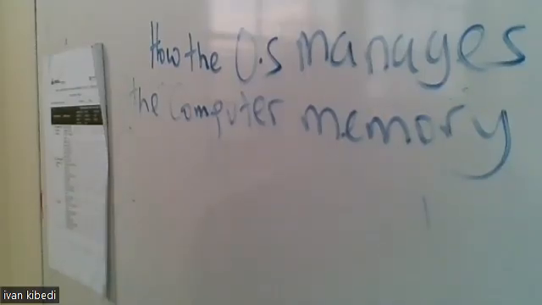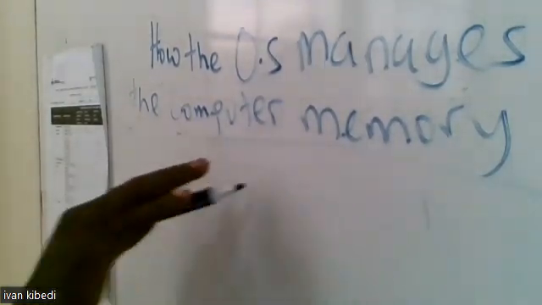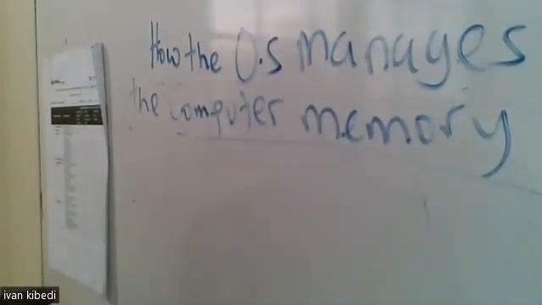So we're looking at how the operating system manages the computer memory. OS means operating system. Now, what do we mean by this? All of you know that the computer has got its memory, and this memory consists of what we call RAM and ROM. This is where the computer keeps the things it wants to use, especially instructions and data. That memory is called the computer memory.